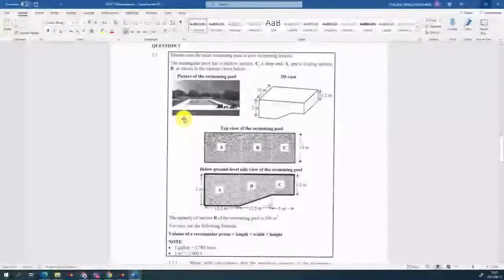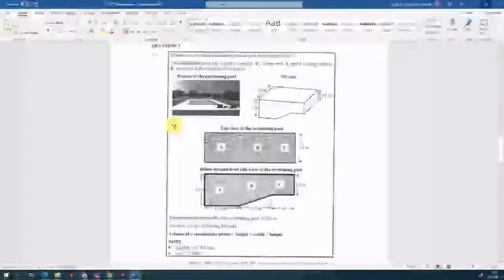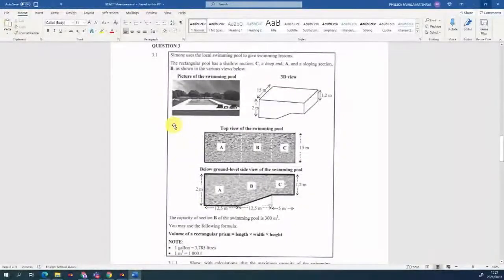Similarly, I'm going to read through the questions. Are you ready? And I hope you can all see it. Similarly uses the local swimming pool to give swimming lessons. The rectangular pool, and here we can see it's rectangular, right? It's got its length, it's got its width or breadth, two lengths and 2 widths. And because it's rectangular, the corners will all be 90 degrees. Not that we're going to use it, but that is a rectangular shape, right?